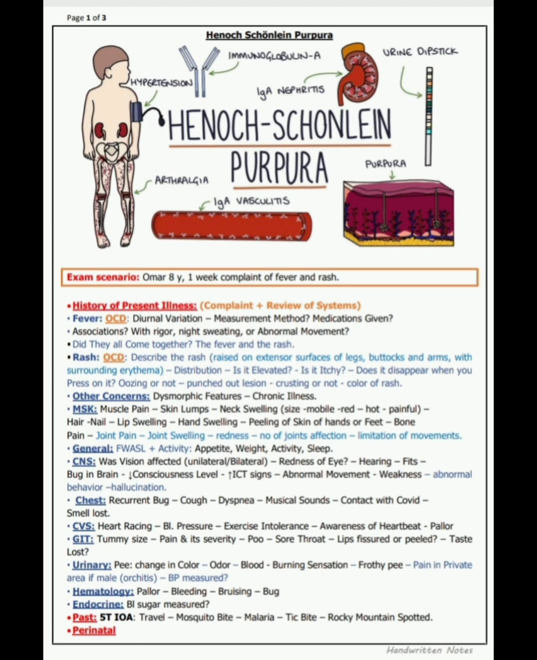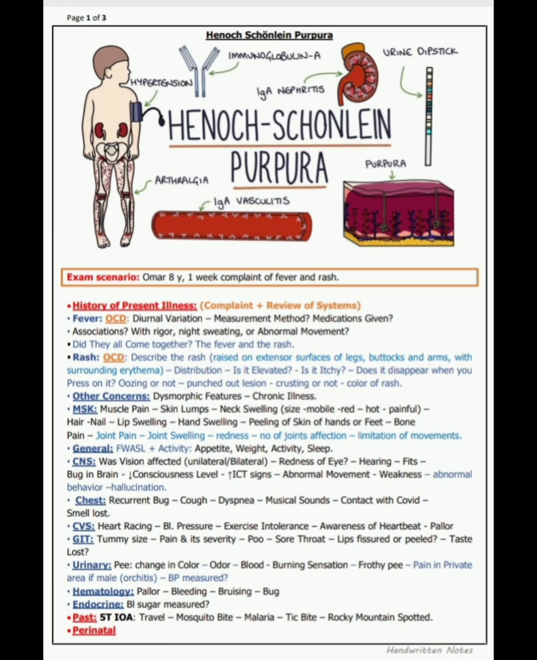Other concerns: is there any dysmorphic features or chronic illness present or not, we ask. Then we go for the systemic review. Musculoskeletal system: is there any muscle pain, skin lumps, neck swelling, size, mobile, red, hot and painful, hair, nail, lip swelling, hand swelling, peeling of the skin of the hands or feet, and bone. By the question on peeling of the skin of hands or feet, we exclude the differential diagnosis Kawasaki disease. Pain: we ask about joint pain and joint swelling, redness, number of joints affected, limitation of movement. One of the chief complaints is that he can't walk or is limping. If they complain of that, then we analyze this.